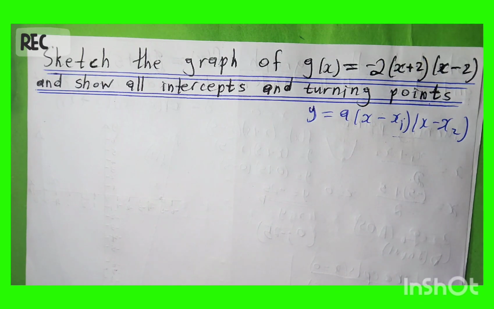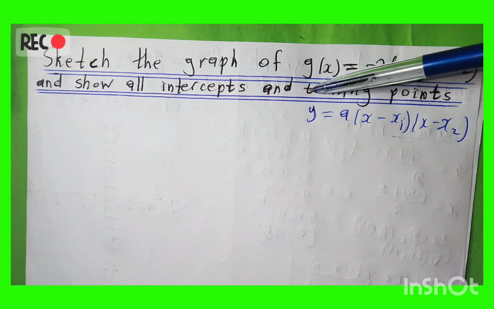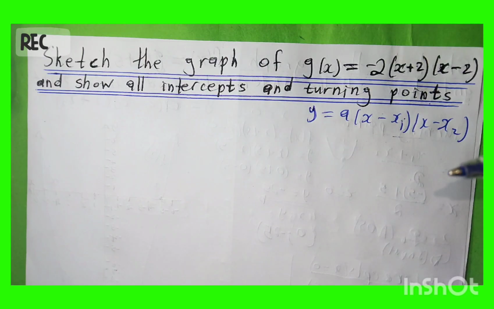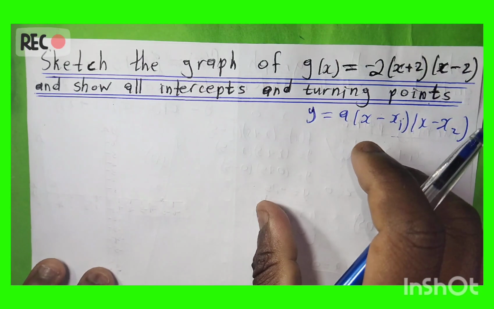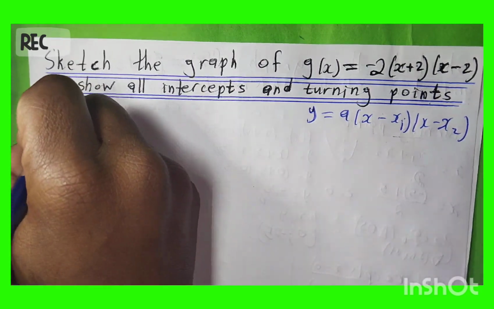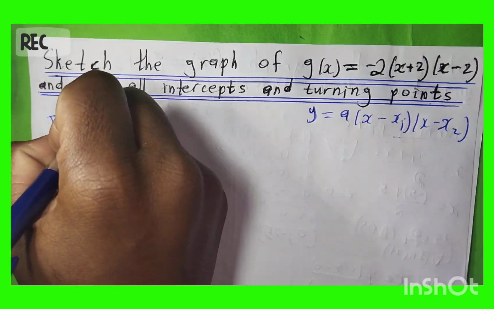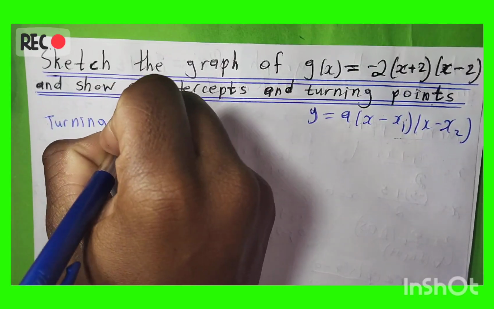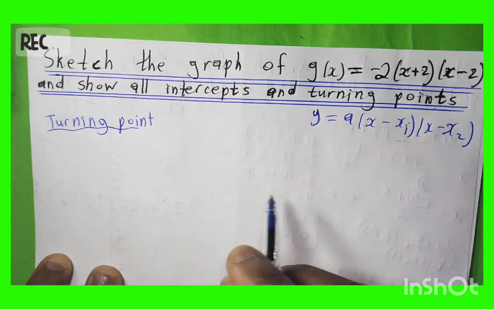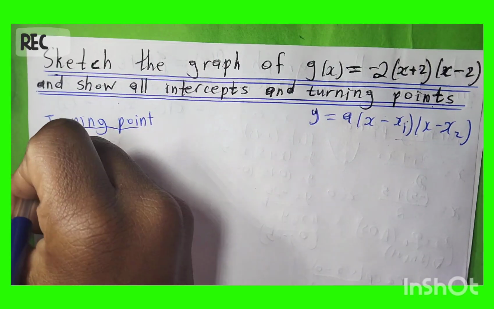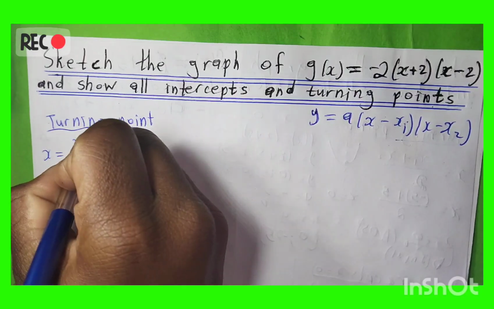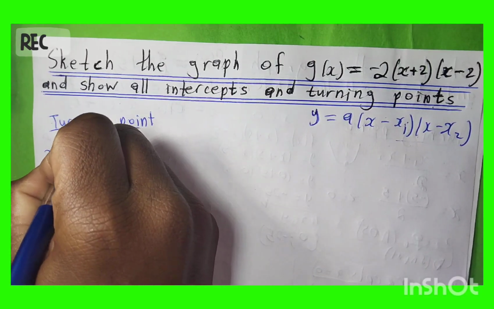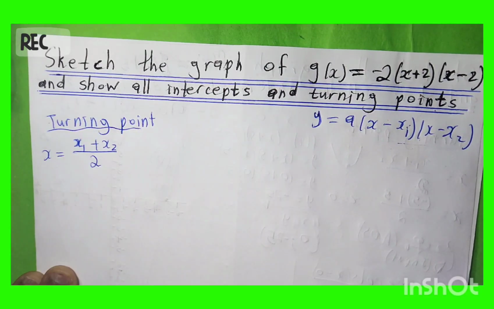So for you guys to sketch, just find the turning point and the intercepts. And we've got two types of intercept, x and y intercept. So let's find, guys, the turning point. Finding the turning point of this graph, guys, is straightforward, because if they give you the x-intercept form, you're supposed to use this equation to get the turning point. You add x1 and x2 and divide by 2.